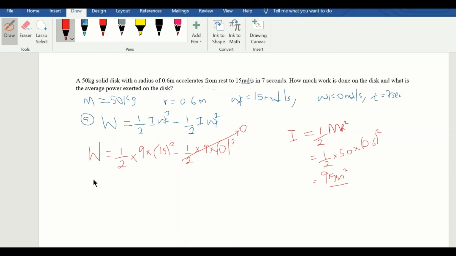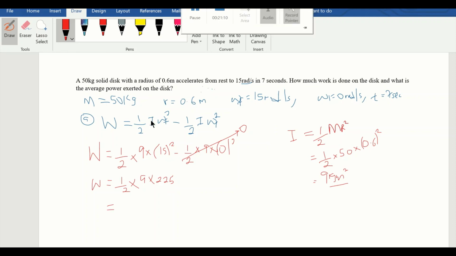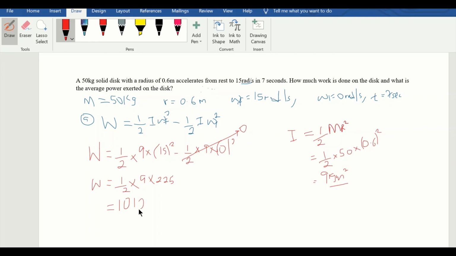So therefore, the amount of work done on the disk is half times 9 times 15 squared is 225. So when we put this into our calculators, we got 1012.5 joules. So that is the work done on the disk.